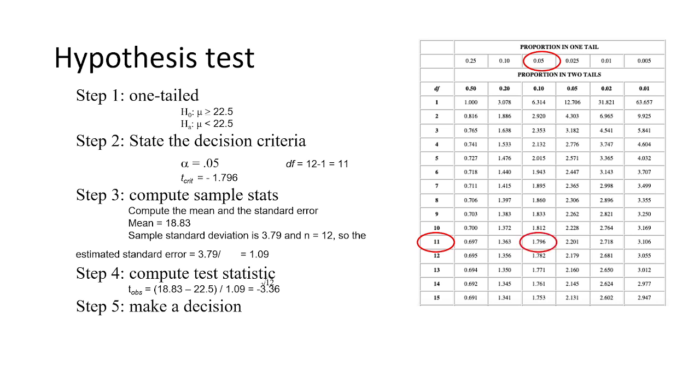Meaning our critical value for t is going to be 1.796. However, remember, we're guessing on the left side of the distribution, so negative. So that critical value is going to be negative as well, similar to the one sample z-test that you were doing. And then step 3, we're going to compute the sample statistics.